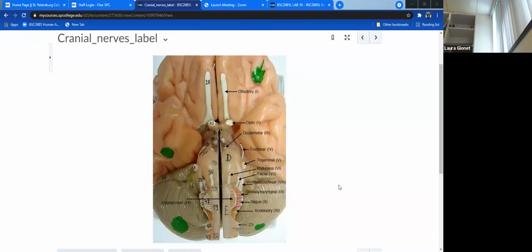Okay, so this is an image of an older brain model, but it points to things fairly well also.